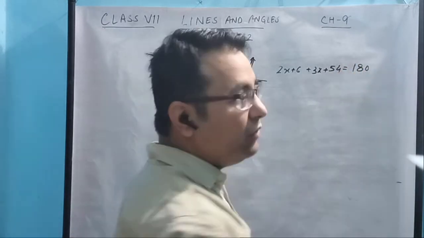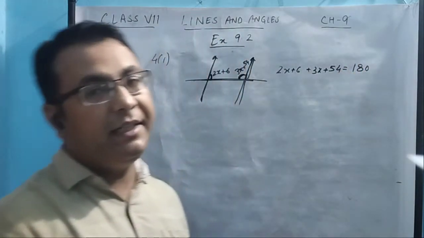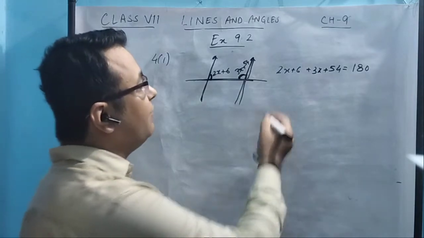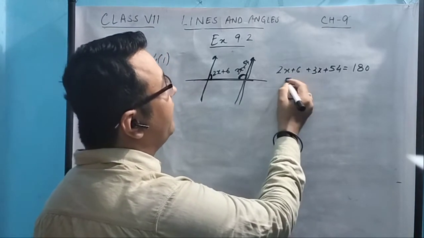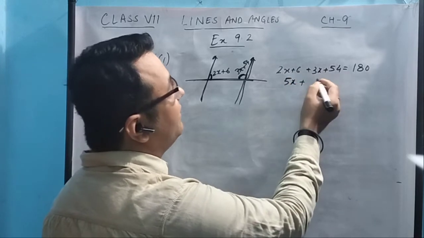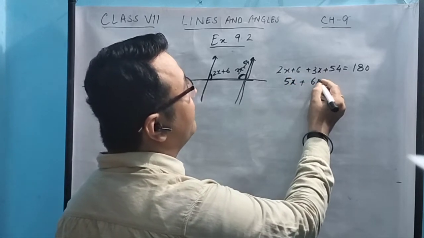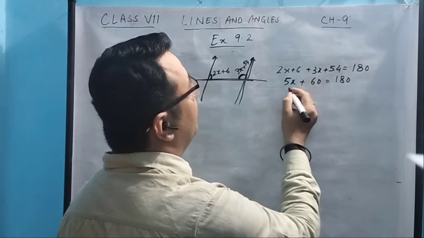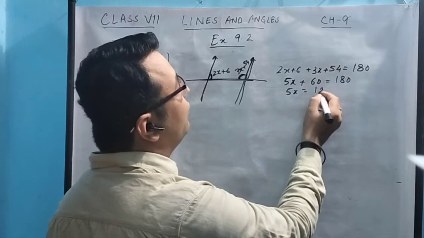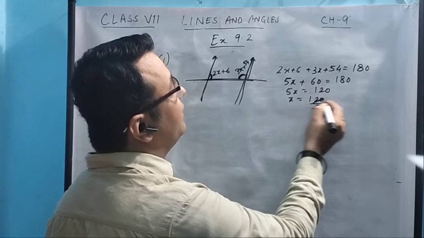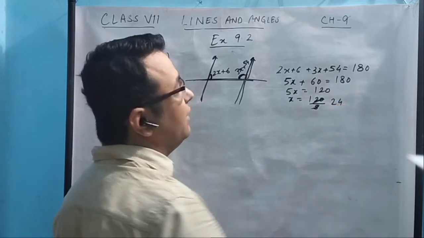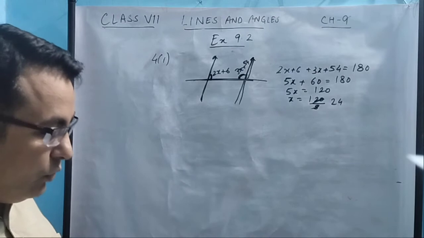And we very well know that the sum of co-interior angles is 180. So their sum will be equal to 180. Now let us solve it. 2x plus 3x will give us 5x and 6 plus 54 will give us 60. So 5x will be equal to 120. From here x will be equal to 120 upon 5, which is 24. So the value of x will be equal to 24.